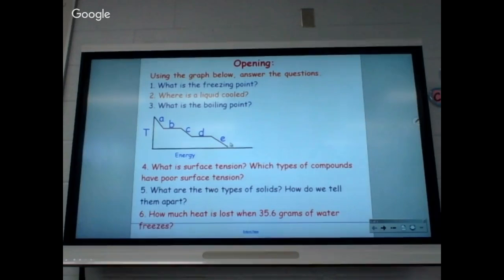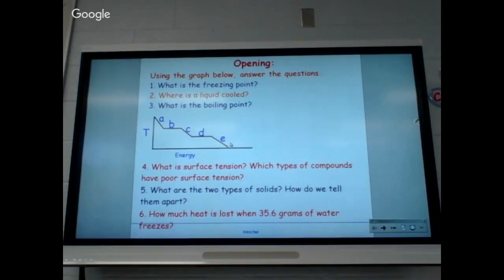What's the other way? Because I might ask this way. Melts over a range. Which one melts over the range? Amorphous. All right, so how does crystalline melt? At a set temperature. Very good. All right, crystalline melts at a set temperature, and amorphous melts over a range of temperatures. Crystalline has a fixed arrangement, and amorphous has a random arrangement. All right, and number 6 goes with homework.